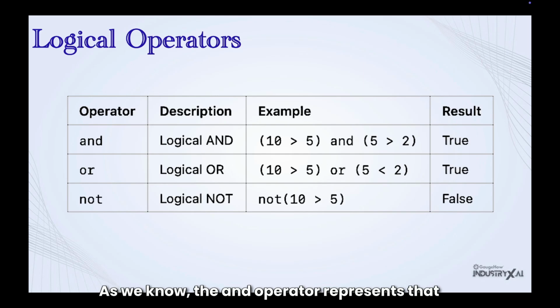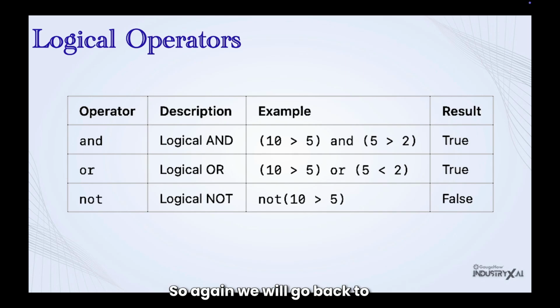As we know, the AND operator represents that if any of the conditions is false, then we will get the output false. If both conditions are true, then and only then we will get our output true. Second, in the OR operator, if any of the conditions is true, then we will get the output true. If both conditions are false, then and only then we will get our output false. And the last one is the NOT operator. This operator converts our output. If it is false, it converts it into true, and if our output is true, it converts it into false. Keep in mind that the logical operators will always provide output in the Boolean data type.